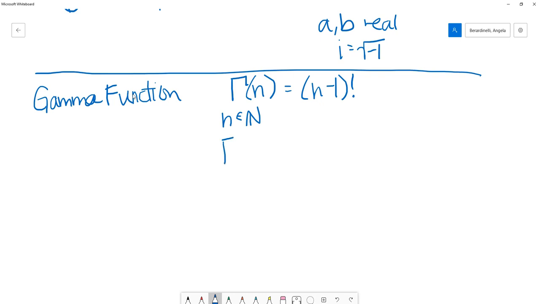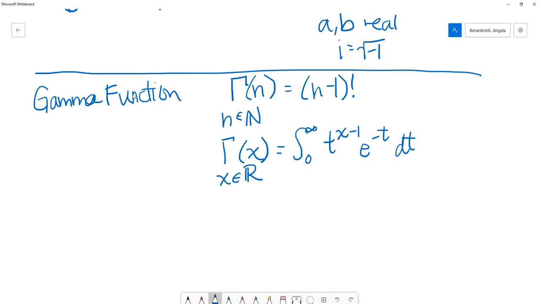So if we're talking about just a general real number, any decimal or fraction, then we give it this really funky calculus definition that you don't have to know, but I'm going to write it down for you. So it's the integral from 0 to infinity of t to the x minus 1 e to the minus t dt.